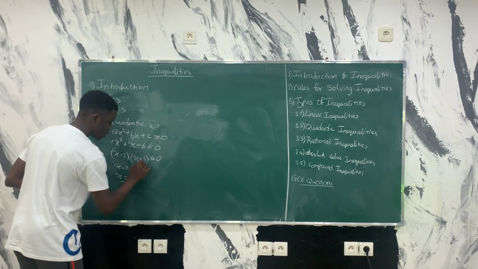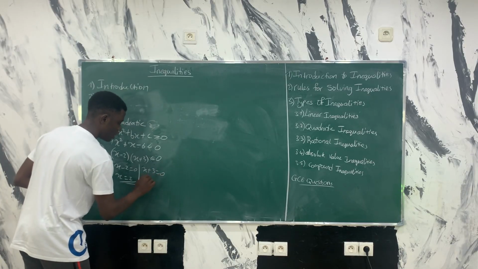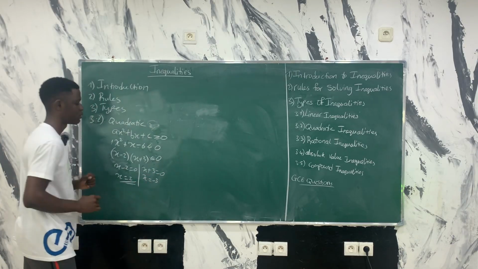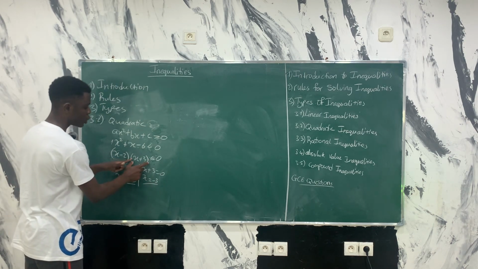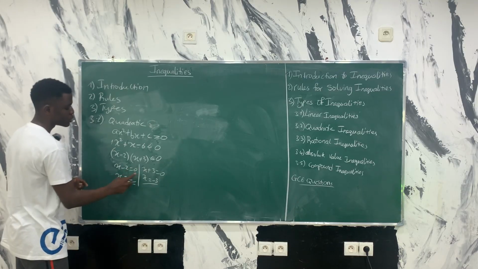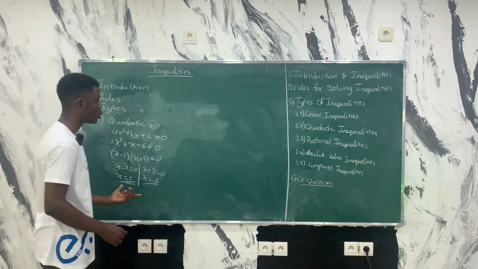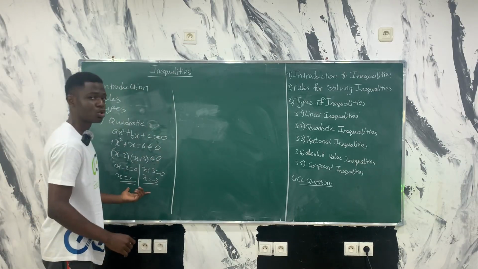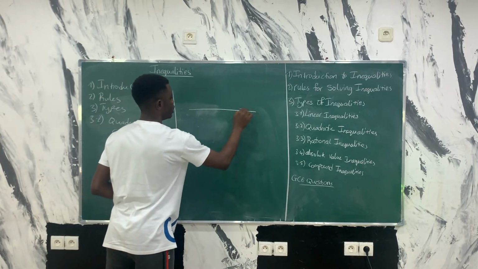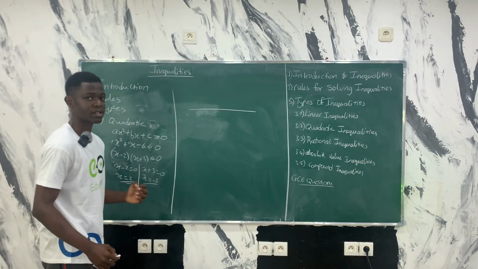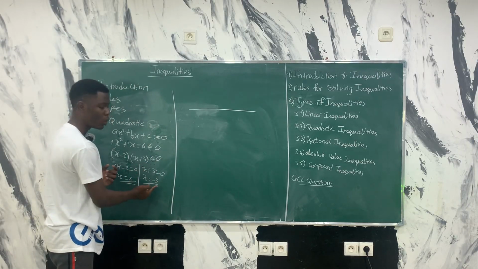On the second critical value, you have x plus 3 equal to 0. x will be equal to minus 3. Remember, to have these critical values, you take each of the factors one by one. You just make x subject of formula and have your critical values. When you now have your critical values, what you do next is you draw your number line, to know the values of x which will be less than 0, with critical values as 2 and minus 3.